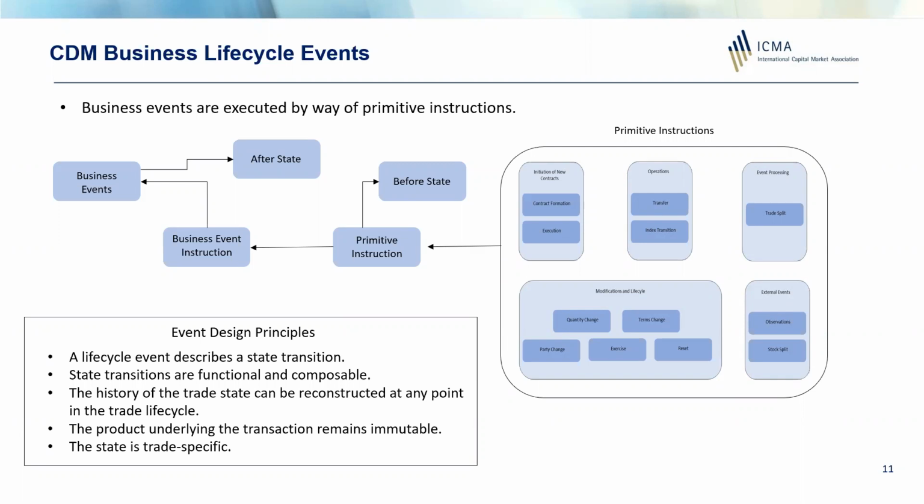The design principles behind the event model are that a life cycle event describes a specific state transition. State transitions are functional and composable. The history of the trade state can be reconstructed at any point in the trade life cycle. The product underlying the transaction remains immutable, and the state is trade specific.